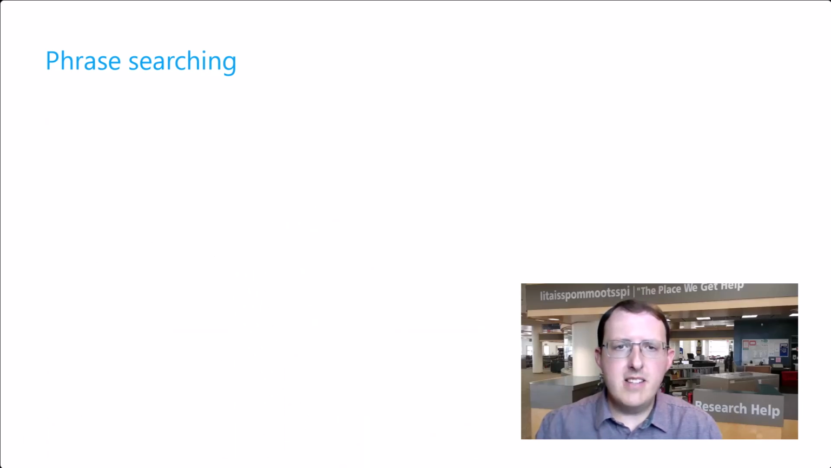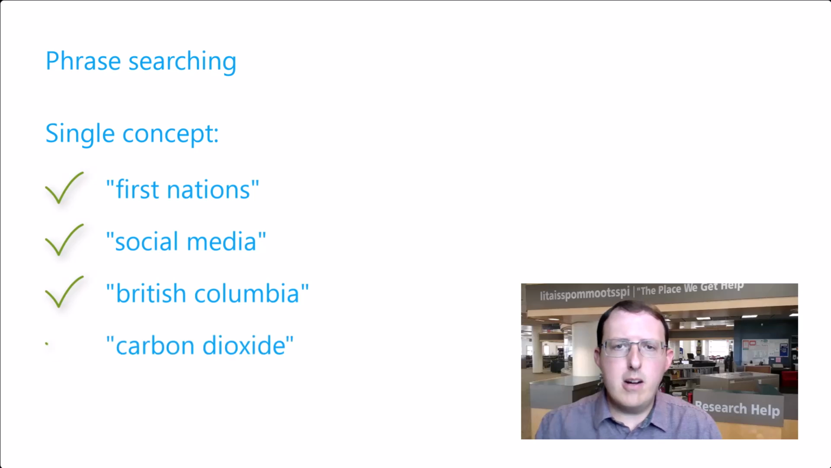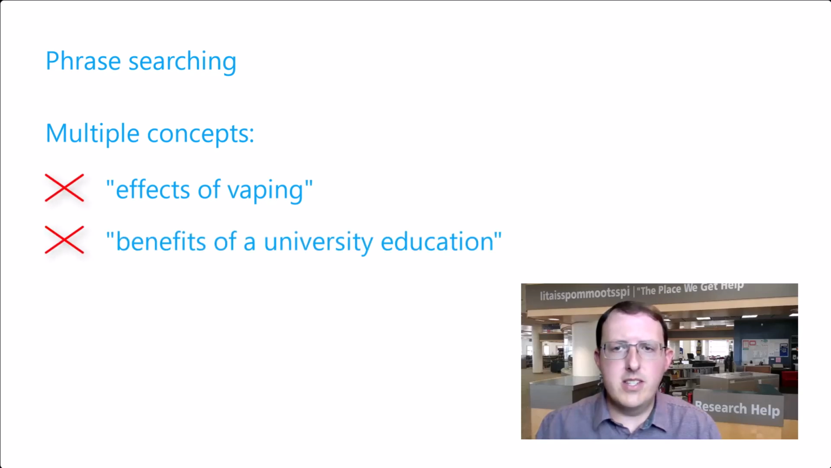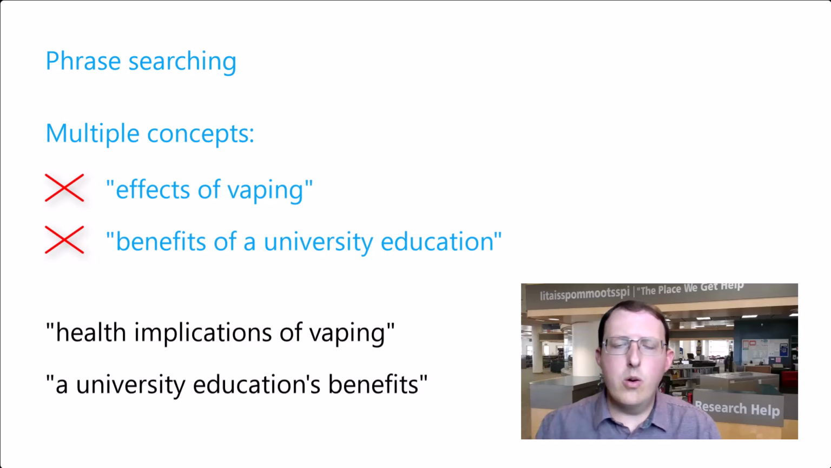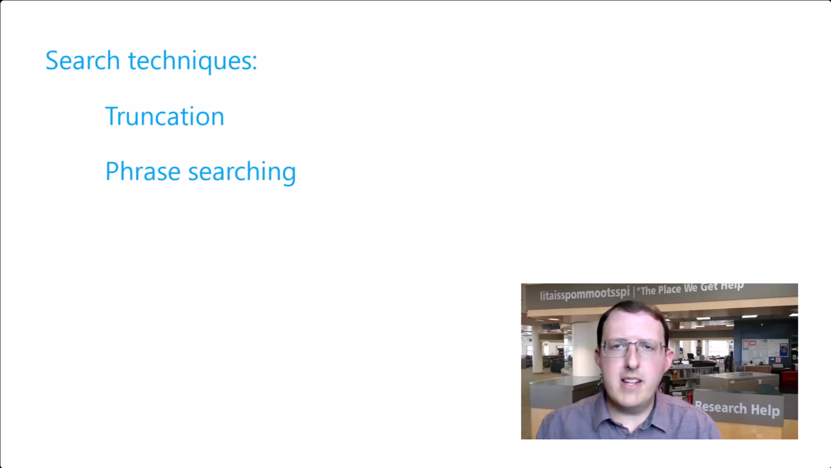Phrase searching is particularly useful when the words refer to a single concept, as in First Nations, social media, British Columbia, carbon dioxide, or Alberta Health Services. Phrases like effects of vaping or benefits of a university education aren't great phrase searches, as researchers could reference these ideas using different combinations of words or ordering the words differently. Phrase searching and truncation are relatively simple and effective techniques that you can use to find what you need more efficiently. Keep in mind, though, that you typically can't use truncation within a phrase search.